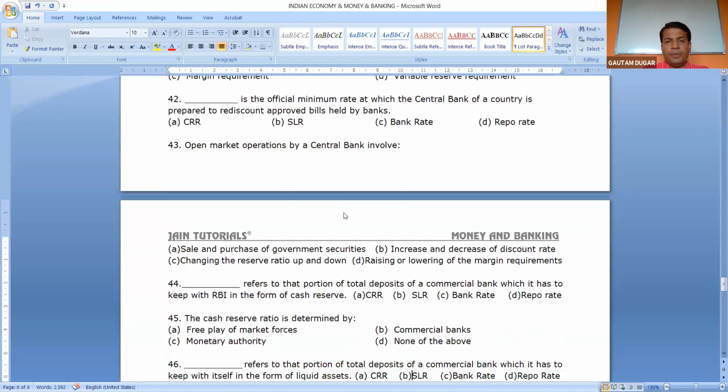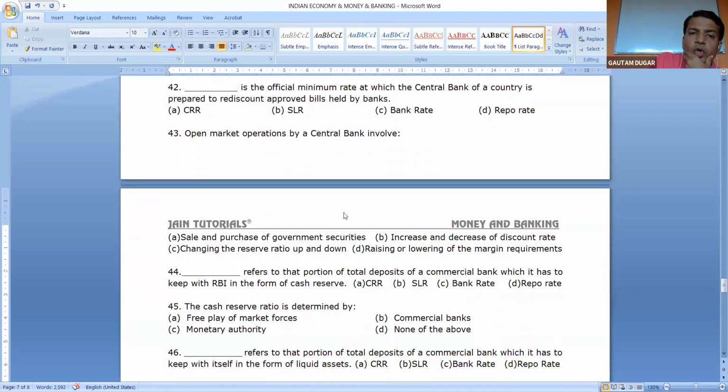So open market operations 43 onwards. Open market operations by a central bank involve, what is open market operation? Yes, that's A. Sale and purchase of government securities. Next, 44. Dash refers to that portion of total deposits of a commercial bank which it has to keep in RBI in the form of cash reserve. Yes, answer A is correct. CRR. That's the right answer.